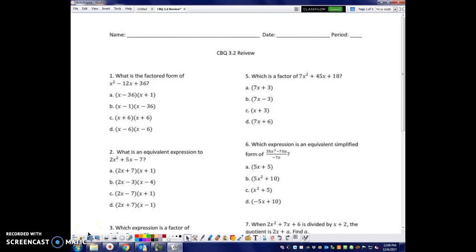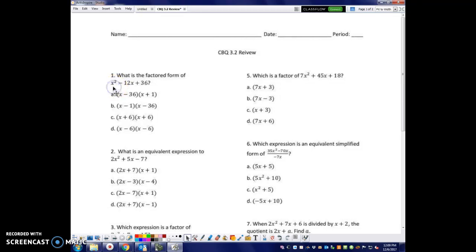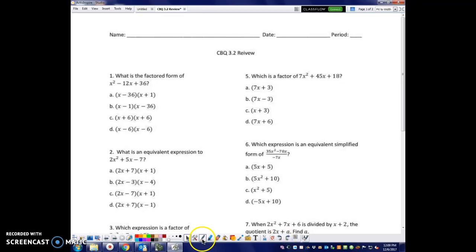Okay, so let's look at the review for your test tomorrow. All right. Question number 1 says, what is the factored form of this? Okay? So you can do this 2 ways.